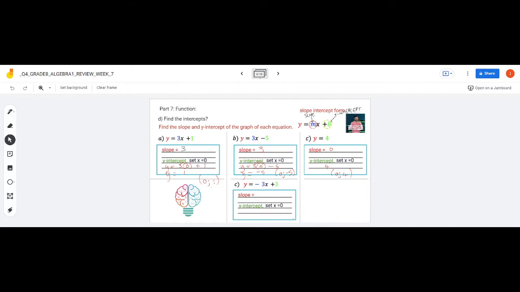You can pause the video, do it, come back, check your answer. Hopefully you've done that. Now for c we have -3 for the slope, and then for the y-intercept, -3 times 0, 0, +3 remains, and our coordinate is 0, 3. And that's basically how we do that.